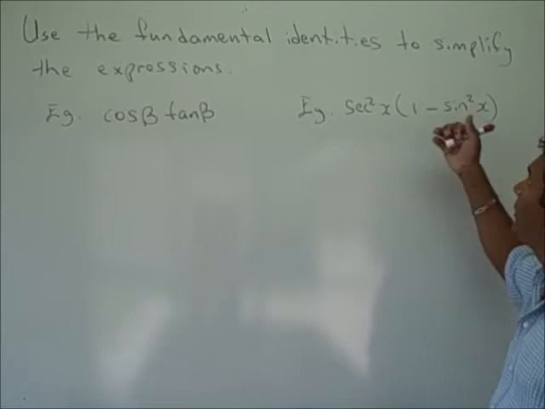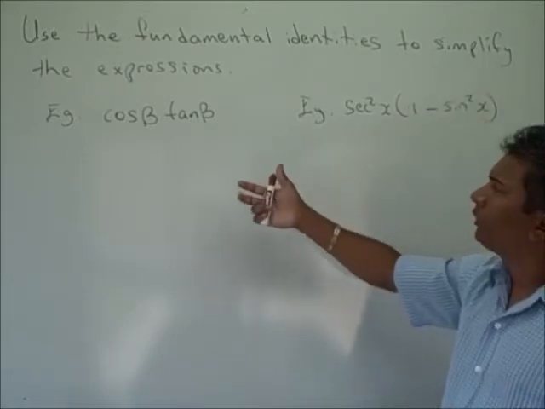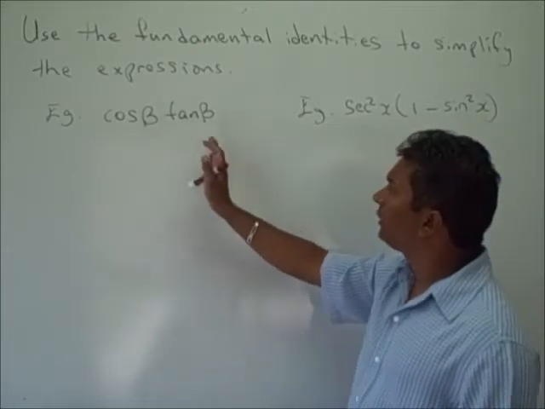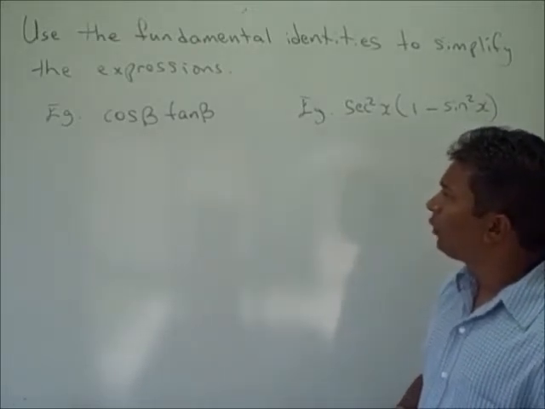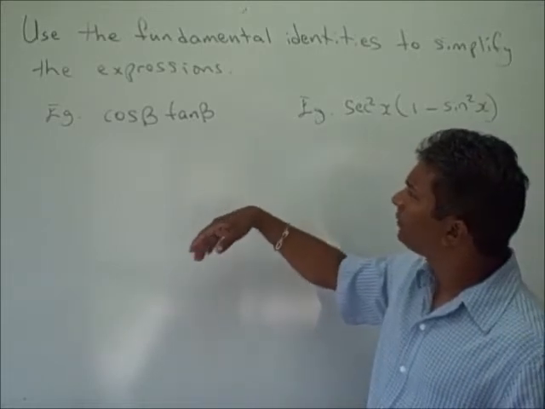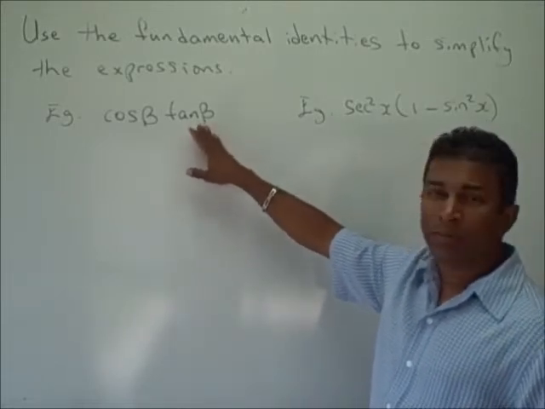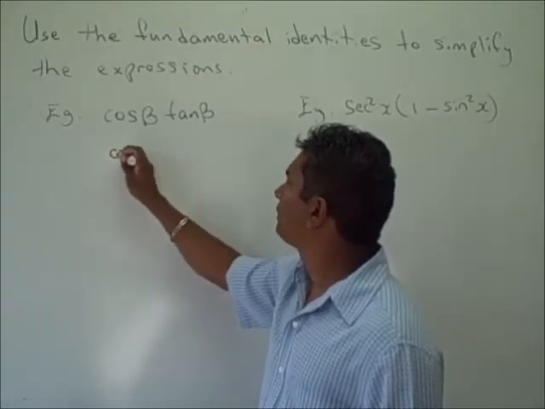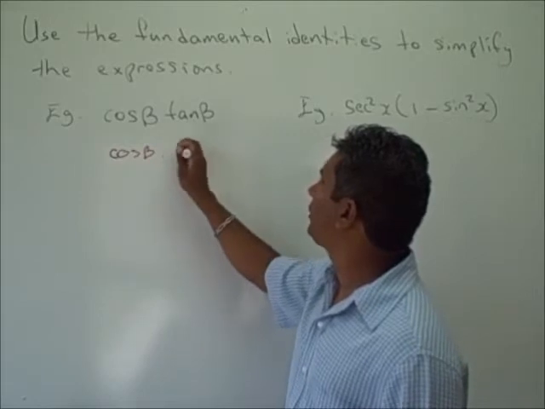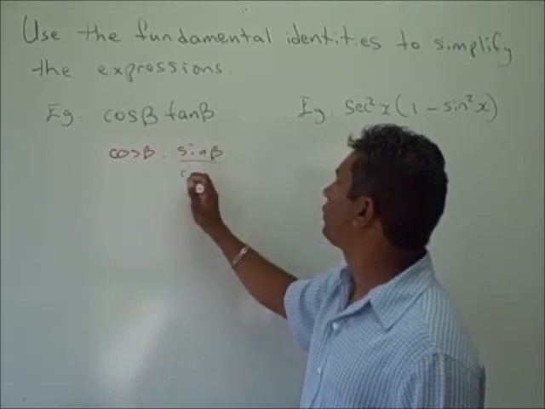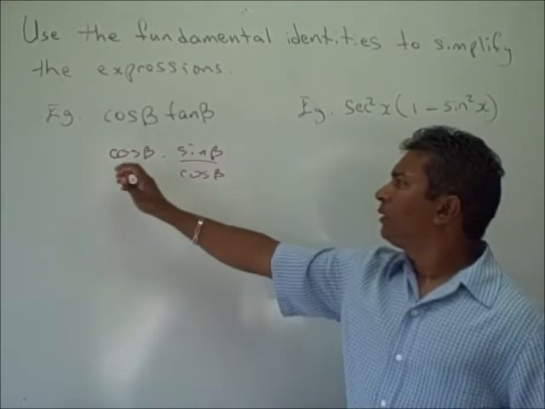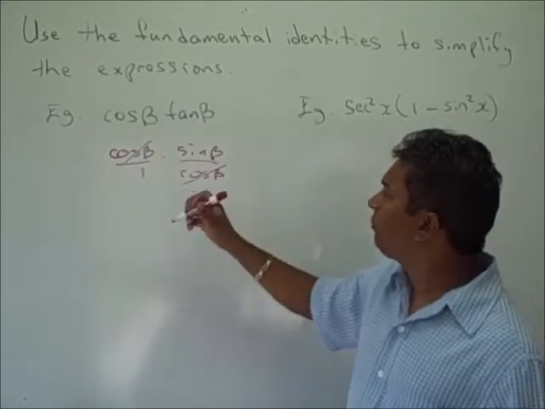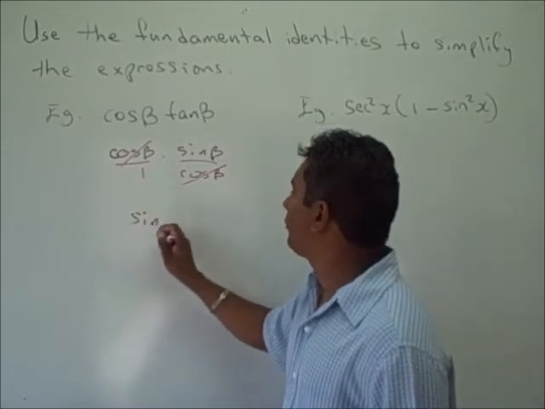Here we're using the fundamental identities to simplify two expressions. Our first expression is cosine beta times tan beta. We know one of our identities is that tan beta is equal to sine beta over cosine beta. So we can rewrite this as cosine beta times sine beta over cosine beta. Here we'll see that the cosines cancel, so this simplifies to just sine of beta.